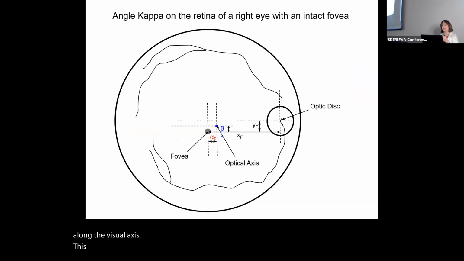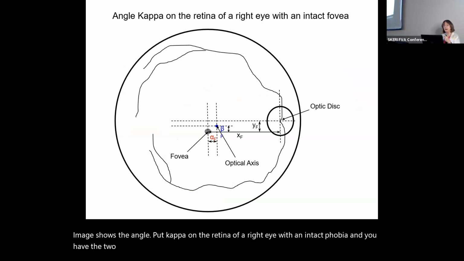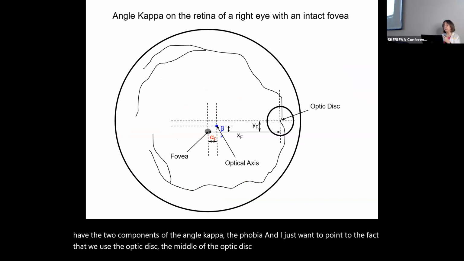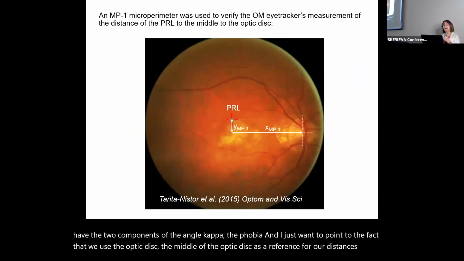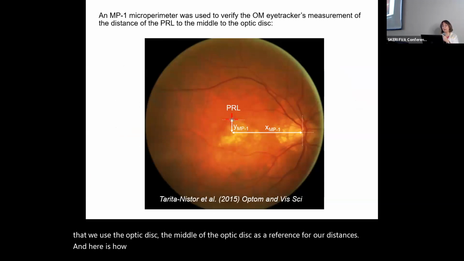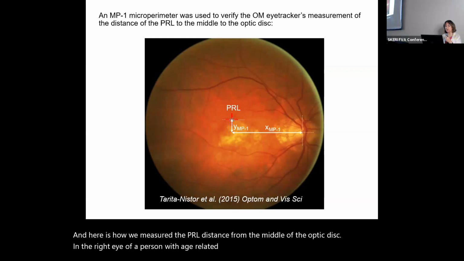This image shows the angle kappa on the retina of a right eye with an intact fovea, and you have the two components of the angle kappa. And I just want to point to the fact that we use the middle of the optic disc as a reference for our distances. And here is how we measured the PRL distance from the middle of the optic disc in the right eye of a person with age-related macular degeneration.